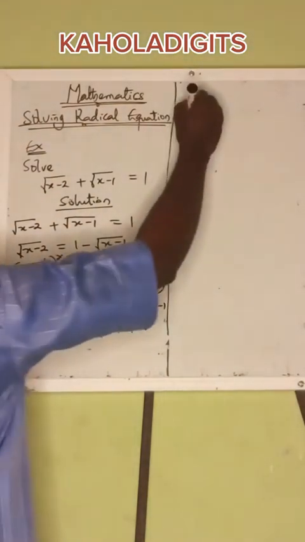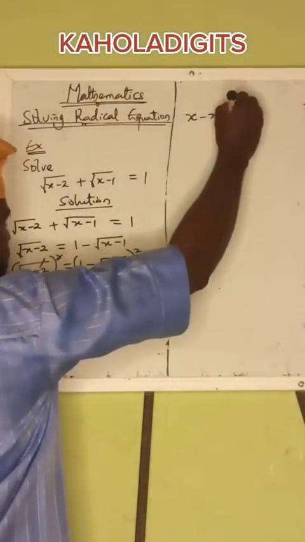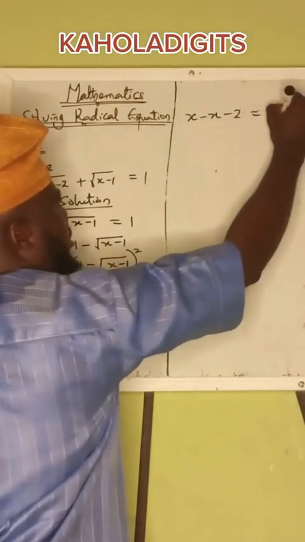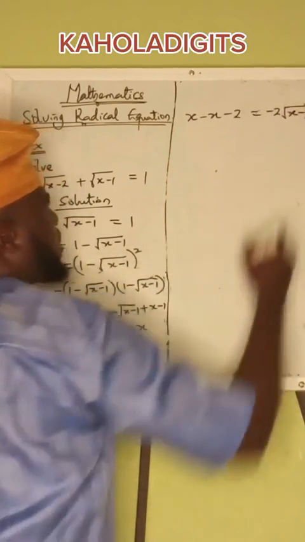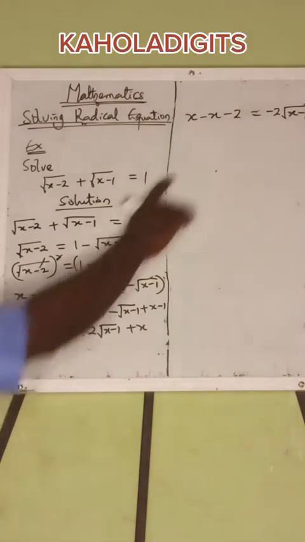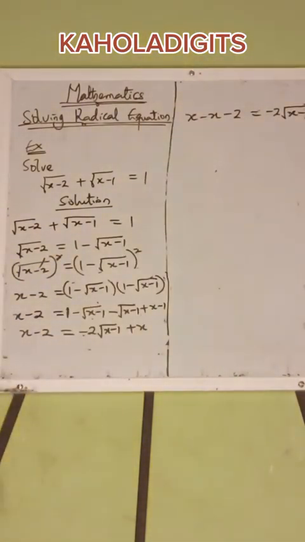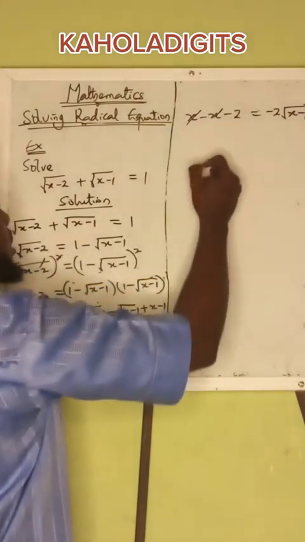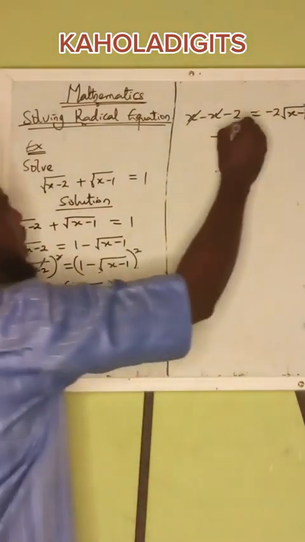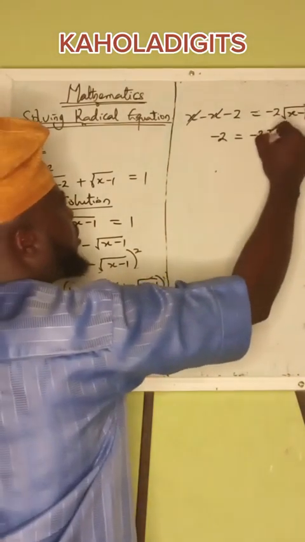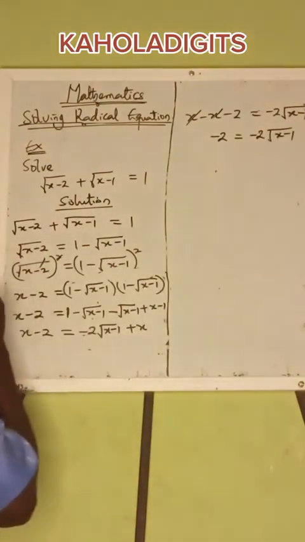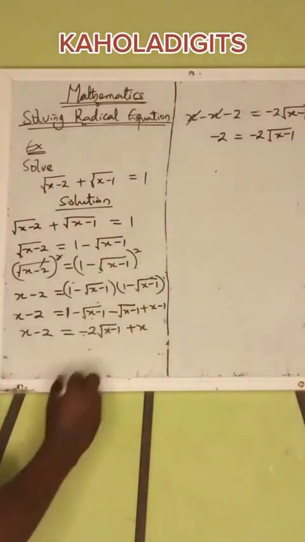That will give us x minus 2 equal to minus 2 root of x minus 1. We've taken this plus x to the other side. That's why you have x minus x. Then x minus x is going to cancel out. We are going to have 0. So what's going to be left here is minus 2 equal to minus 2 root of x minus 1. At this stage, we can divide both sides of the equation by minus 2.